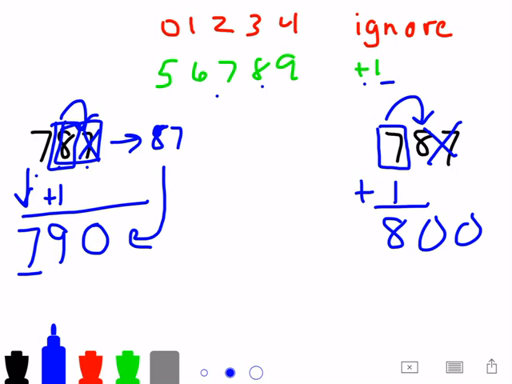So the number 787 rounded to the nearest 10 is 790. And the number 787 rounded to the nearest 100 is 800.